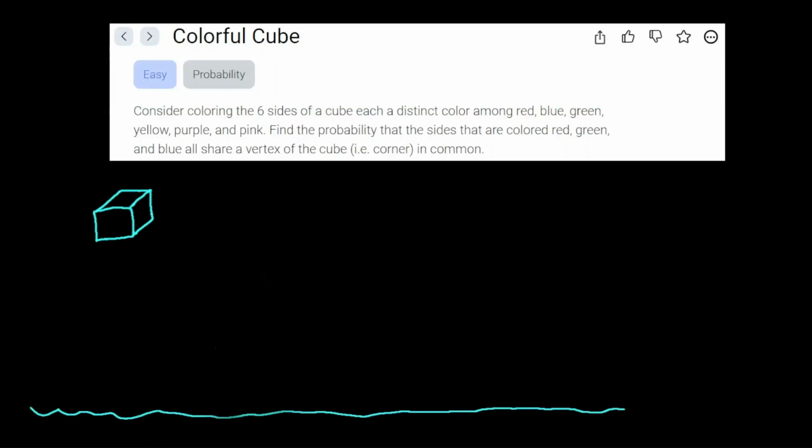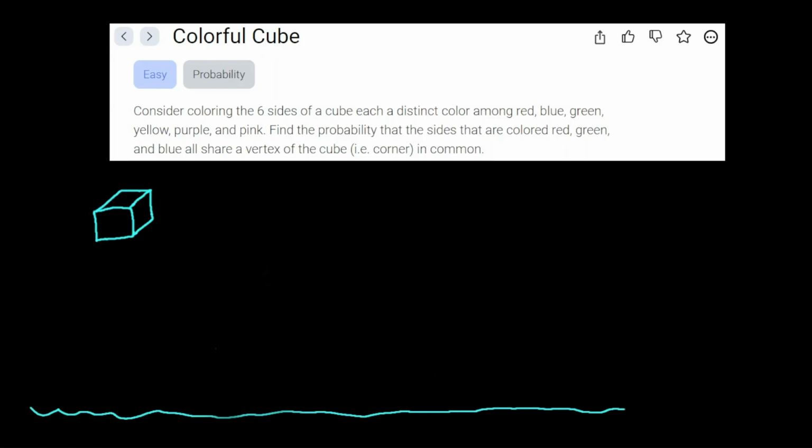Hey everyone, let's solve QuantGuide's colorful cube problem. This problem is the second problem of the Quant Trader 75 playlist. So the problem asks, consider coloring the six sides of a cube with a distinct color among red, blue, green, yellow, purple, and pink. Find the probability that the sides that are colored red, green, and blue all share a vertex of the cube, i.e. a corner, in common.